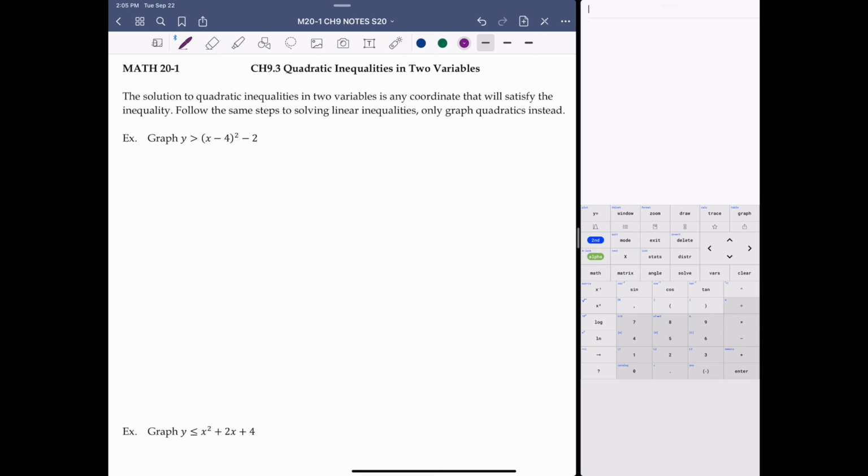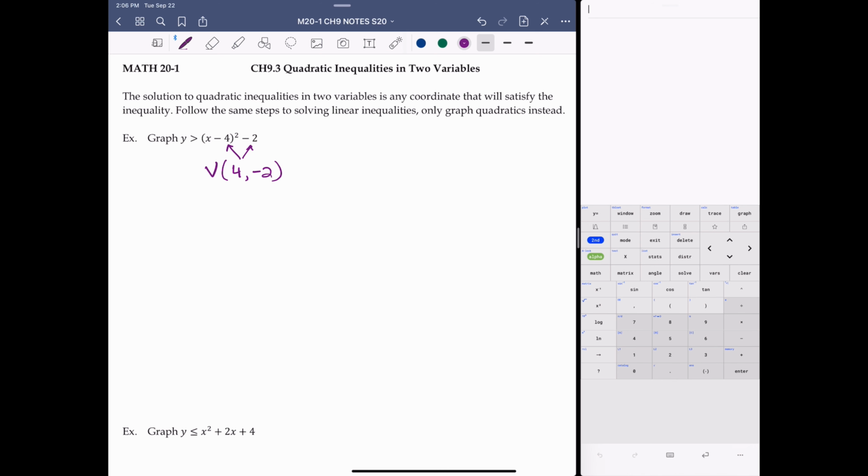First example, graph y is greater than (x - 4) squared minus 2. Just a reminder, this would be in what form of a quadratic? It would be in vertex form. So we know that our vertex comes from these two values. Our vertex x value is the opposite of what it looks like in the function, so it would be positive 4. The y value is exactly the same as how it looks in the inequality, so negative 2.